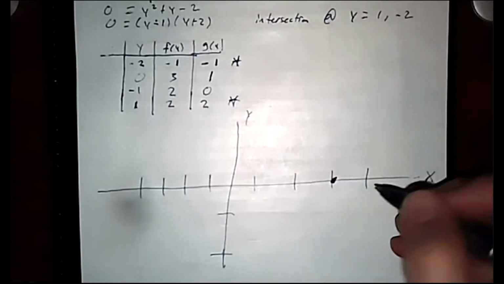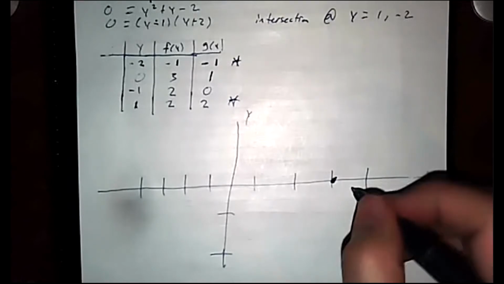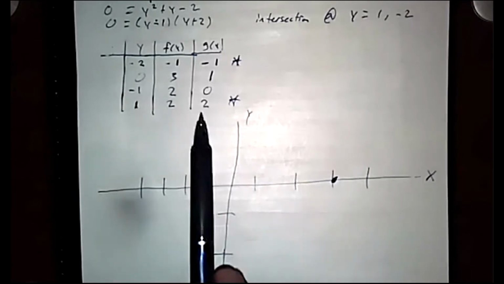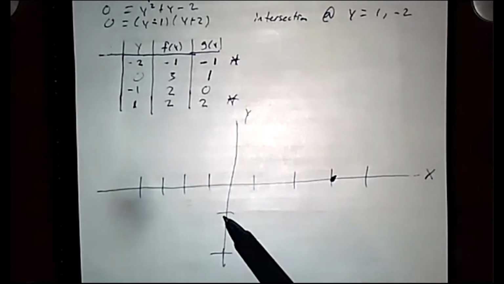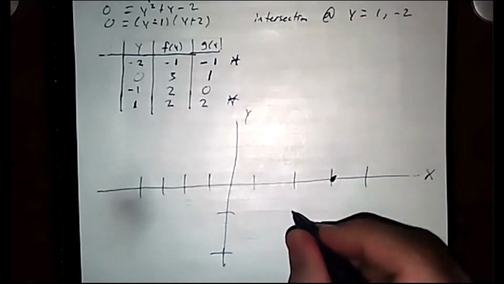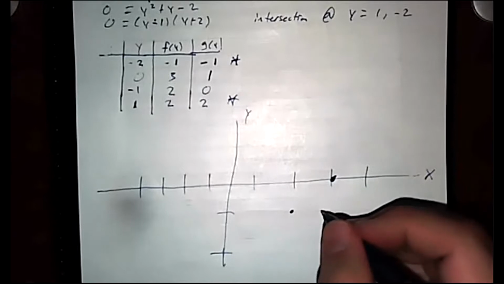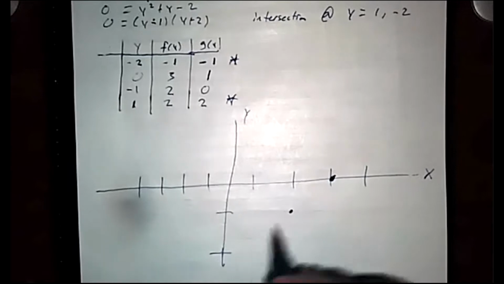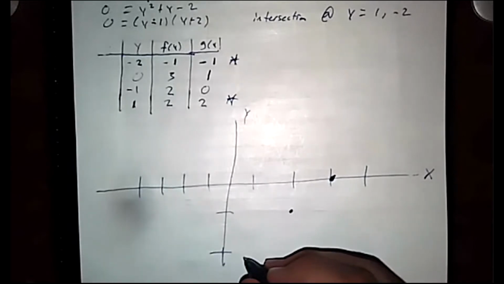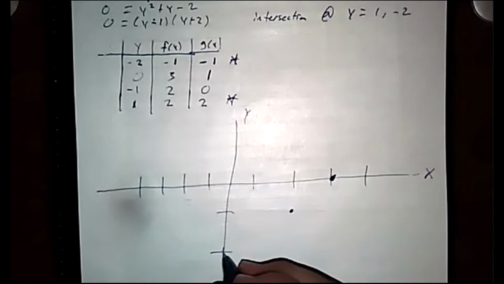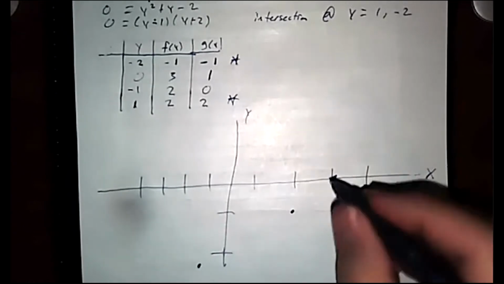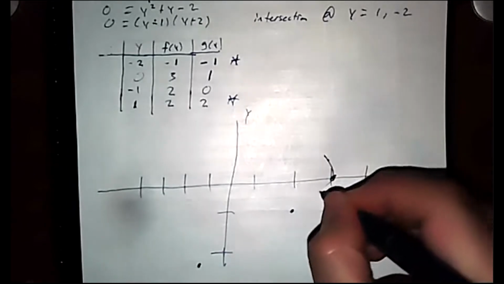When y is negative 1, the f function, we get 2 here for the x. Y is 0, we got that. When it's negative 2, we got negative 1 for the x. So here. All right, so the parabola is doing something like this.